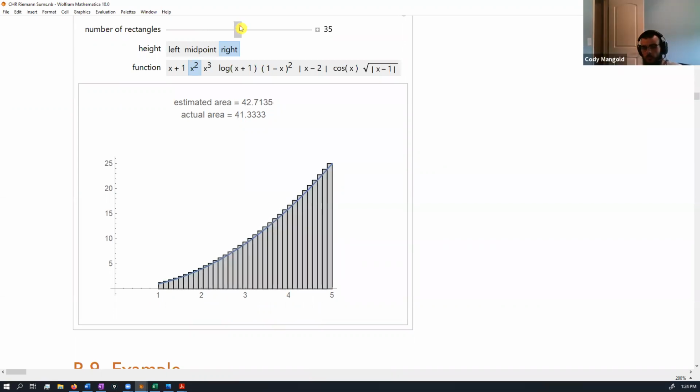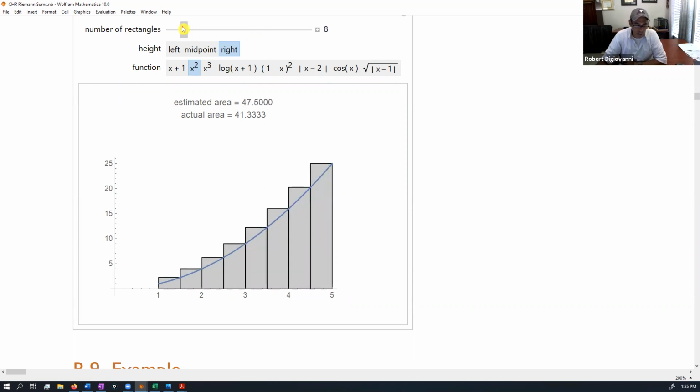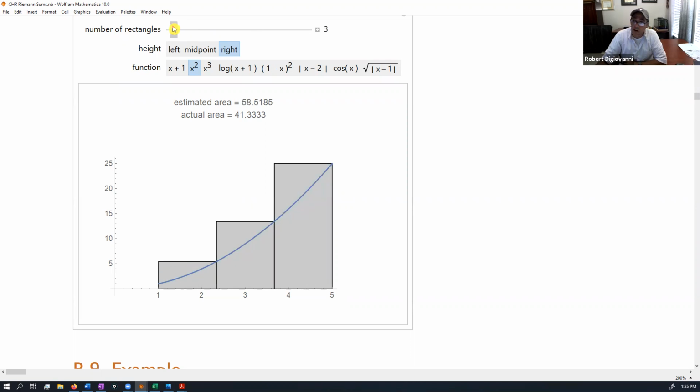Let me do 40. Here's 40. So look at 4.133, the true area. 4.254 is what my estimated area is. But again, pay attention to the amount of error we have, right? Fewer rectangles, lots of error.